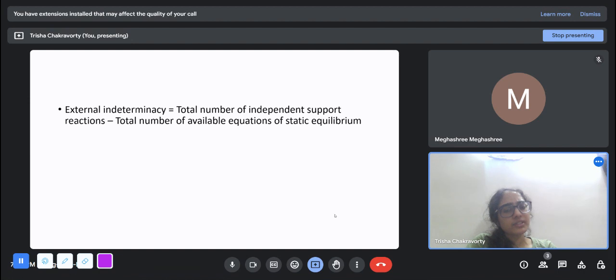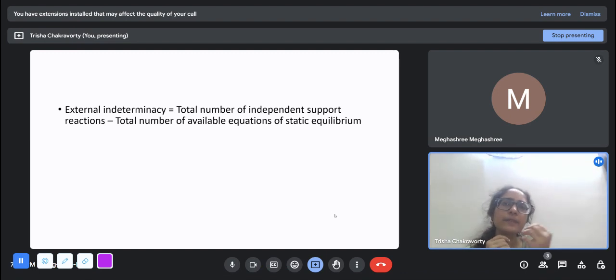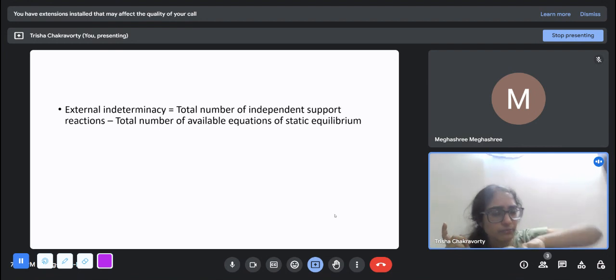Now, in two dimensions, the number of available static equilibrium equations is three. One is that the summation of forces along the x-axis should be zero, the summation of forces along the y-axis should be zero, and the out-of-plane moment, that is Mz, should be zero about any point in the structure. Those are the three equations we have in 2D. And in 3D we have six equilibrium equations, because we have three translational directions x, y, and z, and three rotational directions Mx, My, and Mz.